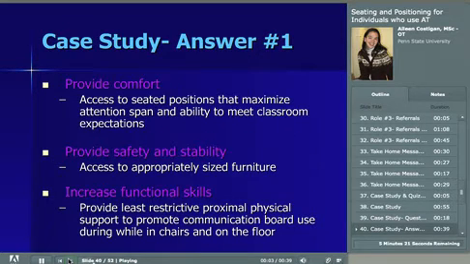Some potential goals for Jessica could include the following: improving Jessica's comfort by providing access to seated positions that maximize her attention span and her ability to meet classroom expectations. Ensuring Jessica's safety and stability by providing access to appropriately sized furniture at home and school. And increasing Jessica's functional skills by implementing strategies and equipment that provide the least restrictive proximal physical support required for communication board use while in a chair and on the floor.